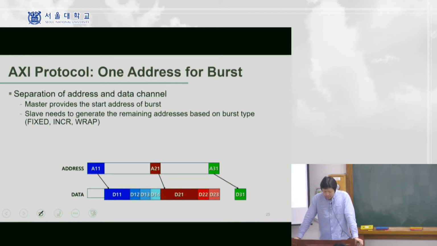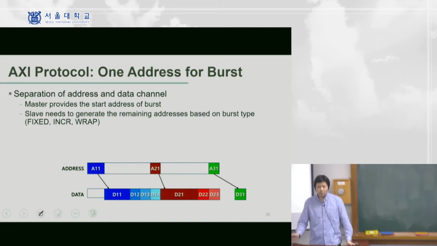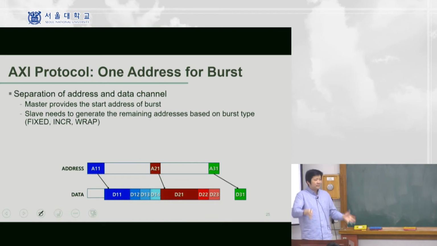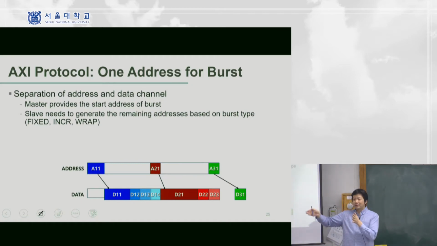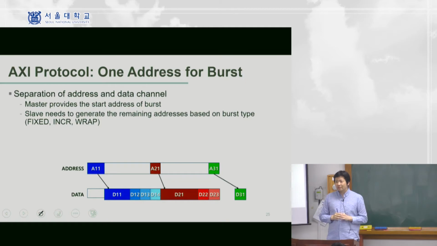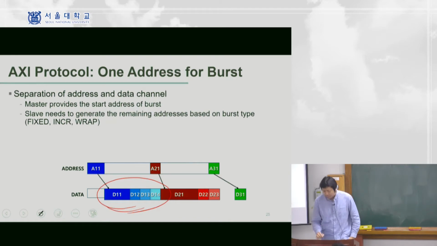The AXI protocol supports what is called burst transaction. Burst transaction means you send just one address and you receive multiple pieces of data. That's a burst, right? In a typical access pattern, we access multiple bytes sequentially. Let's say in this specific example, one box shows 1 byte, and we want to read 4 bytes here, right?